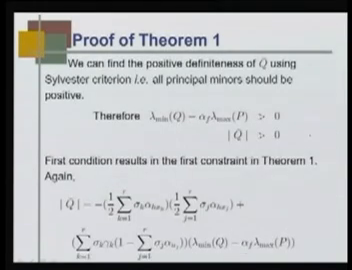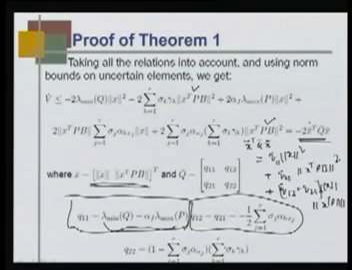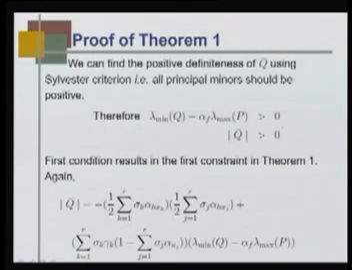Okay. So we can find the positive definiteness of q bar using the Sylvester criterion. All principal minors should be positive. So lambda min q minus alpha lambda max p is greater than 0, and the determinant of q bar, which is this quantity, is greater than 0. So the first minor, the first element, which is this, is q11 actually. So q11 has to be greater than 0.